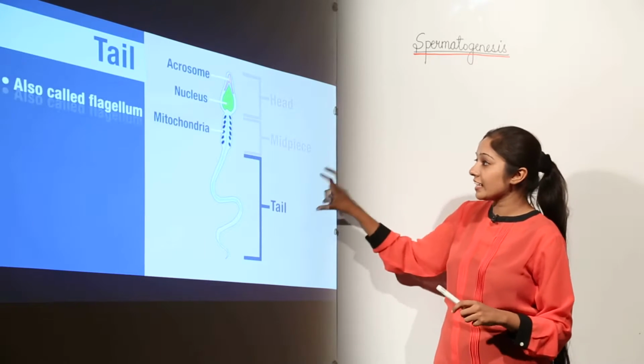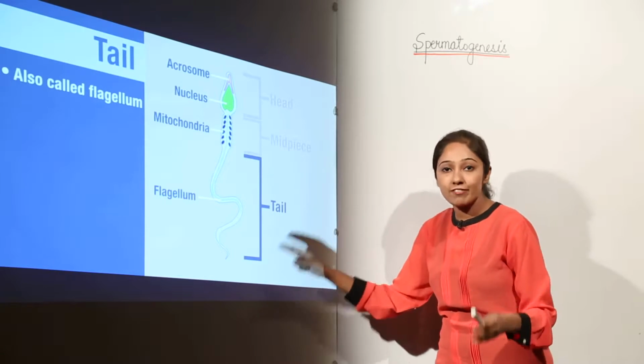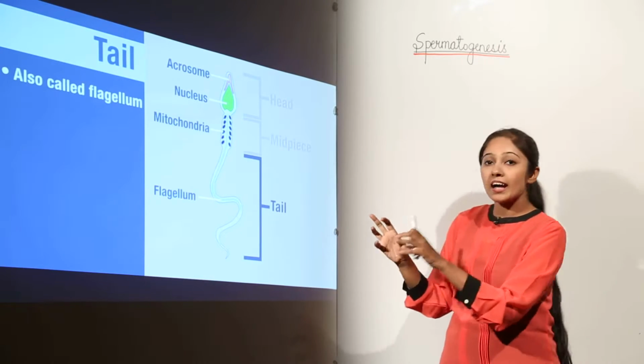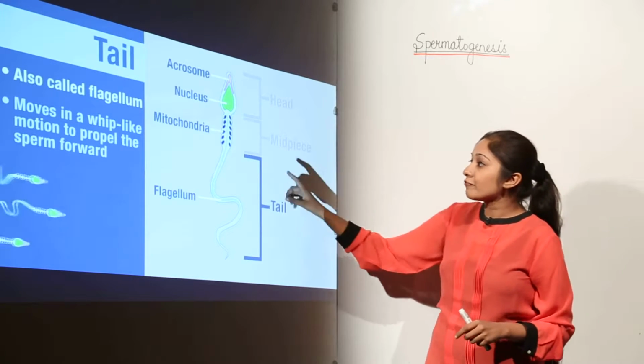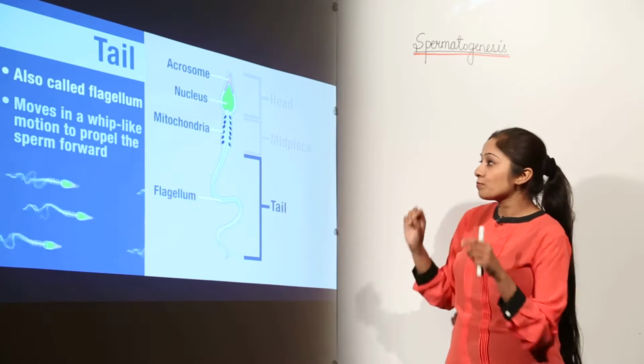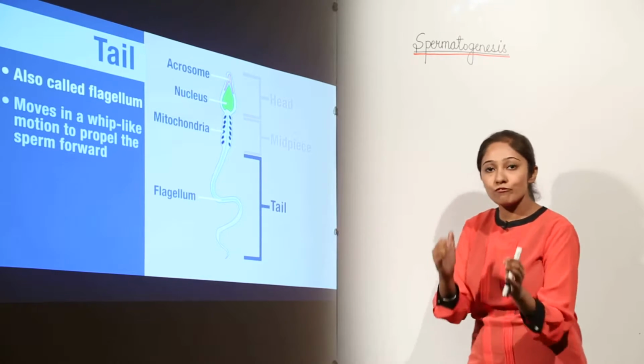Then you move on to the tail region. It is also called flagellum because this is going to move in a whip-like fashion to reach the ovum and then finally complete fertilization. So this moves in a whip-like motion, as you can see, to propel the sperm forward. This flagellum helps the sperm to move forward.